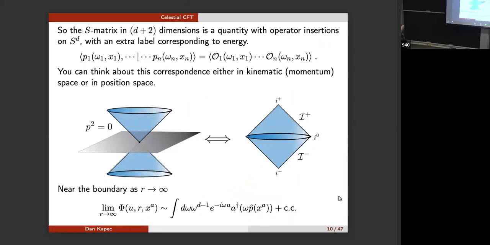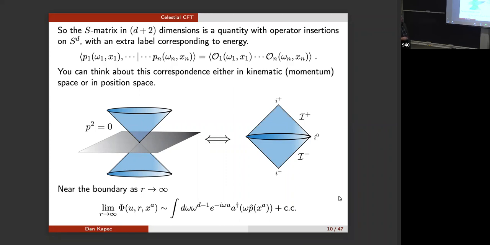Okay, so all that's just to say that the S matrix in D+2 dimensions is a quantity with operator insertions on the celestial sphere, but importantly, with an extra label corresponding to energy, which I haven't discussed yet. And you can think of this correspondence either in kinematic space in terms of the null cone, or in position space in terms of the cone that lives at the boundary of spacetime.